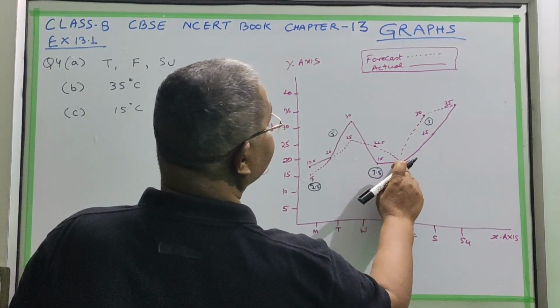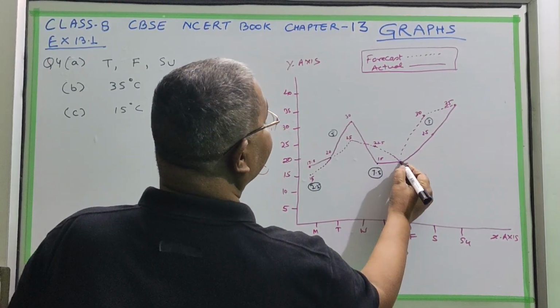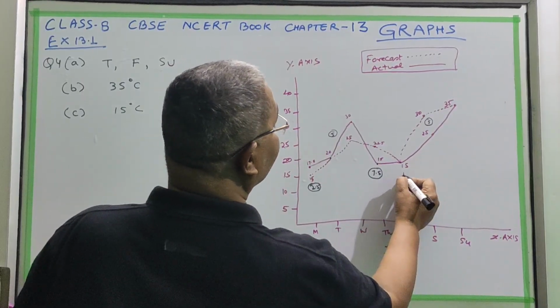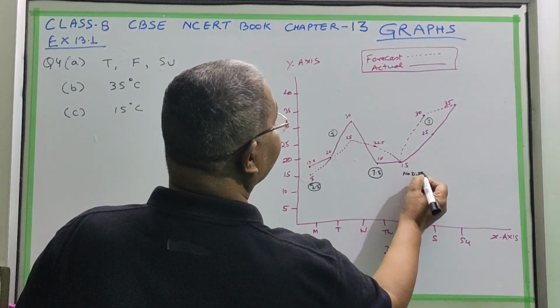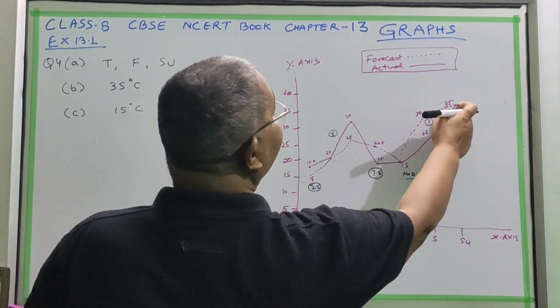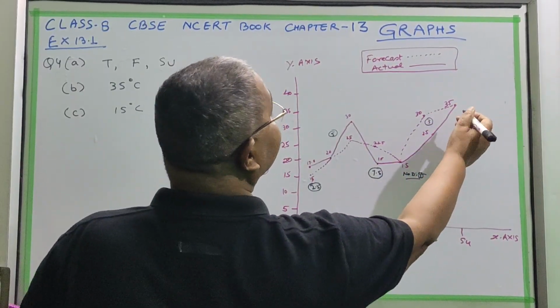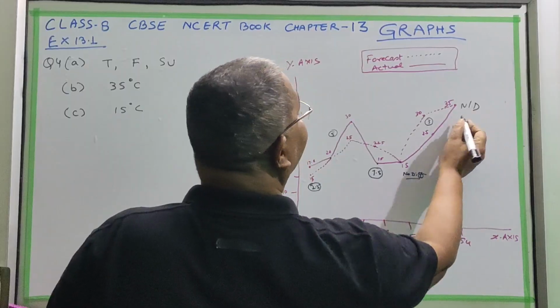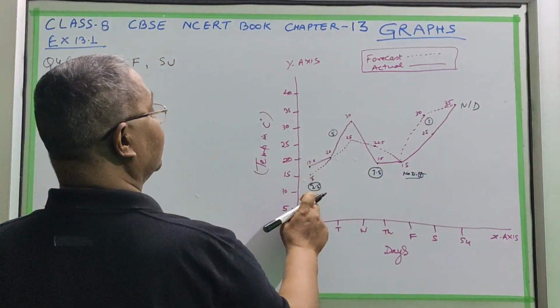This is Friday, it is meeting. Friday, the same place, so no difference here. Okay, and Saturday here 5 difference is there. Here also meeting, so no difference is there. Here also no difference is there. So here 5, here 2.5.